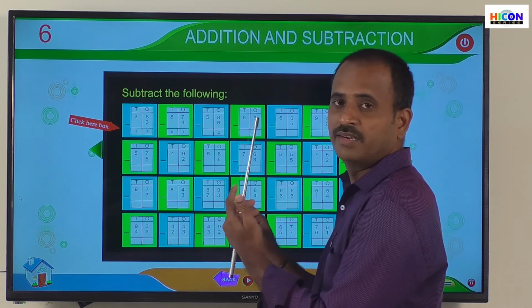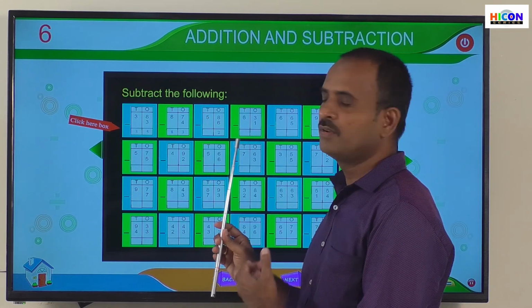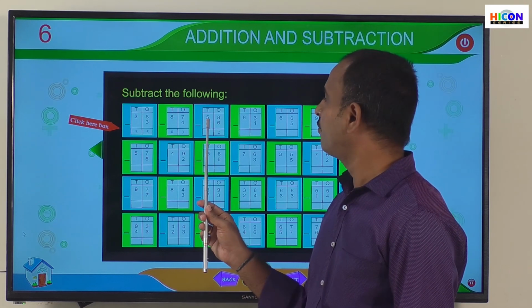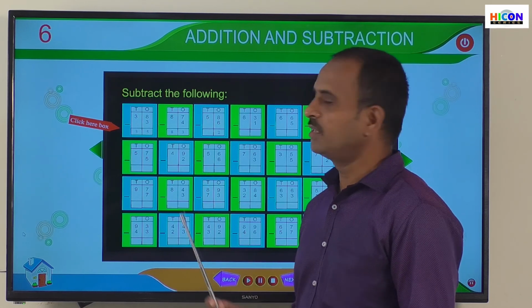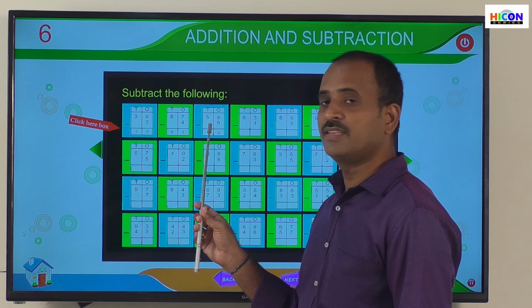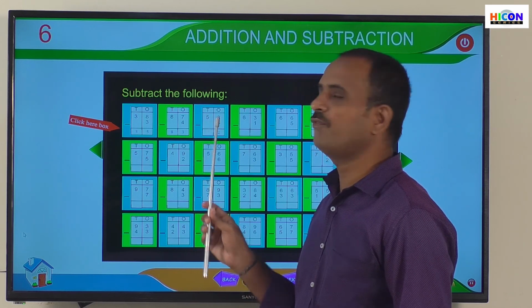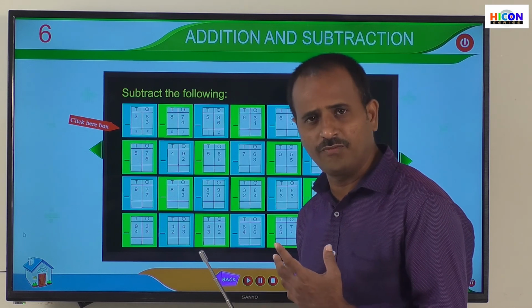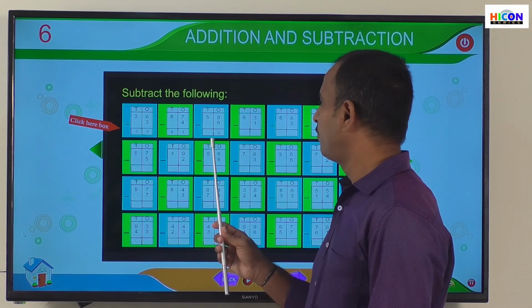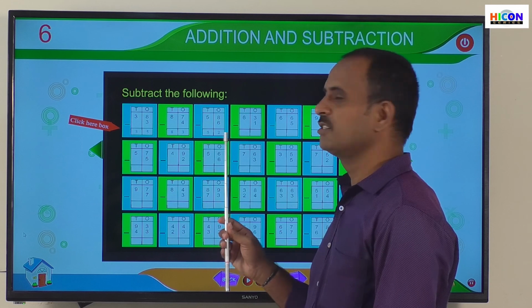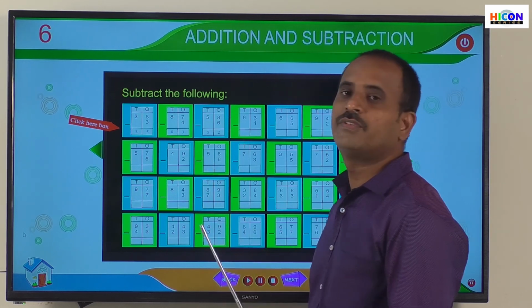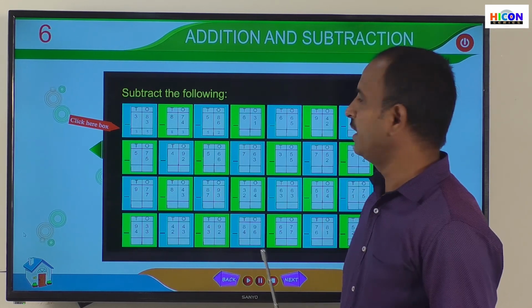So next subtract the digits present in the tens place. What are the digits in the tens place? 5 and 0. So that means there are no tens in the second number, means there are 0 tens. So subtract 0 from 5. So if we subtract 0 from 5, again we will get 5. So write 5 under tens place. Answer is 52. So go to the next problem.